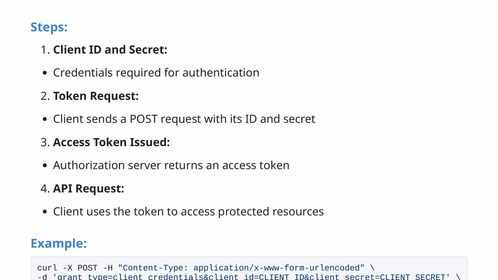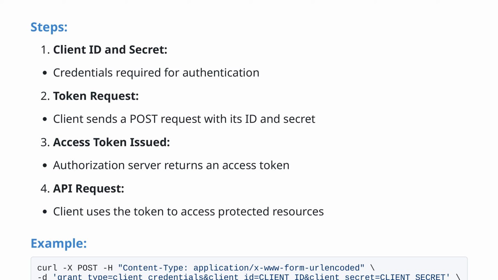Step 4, API request. Finally, the client uses this access token to access protected resources by attaching it to the API request headers. Here's an example of the token request using curl. Bash: curl -X POST -H content-type application/x-www-form-urlencoded -d grant_type=client_credentials and client_id and client_secret.